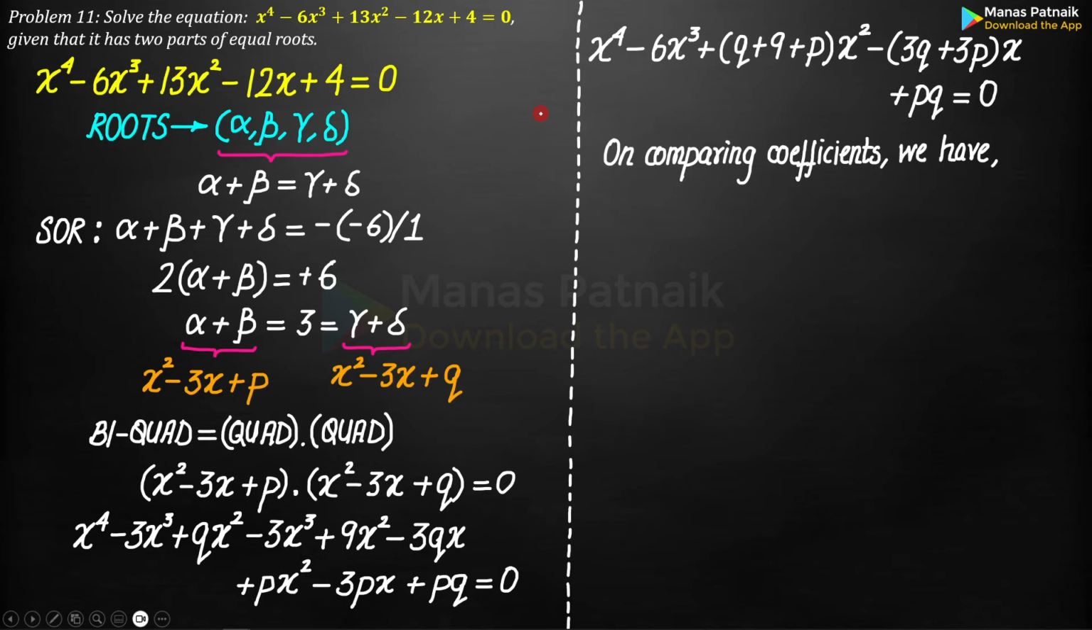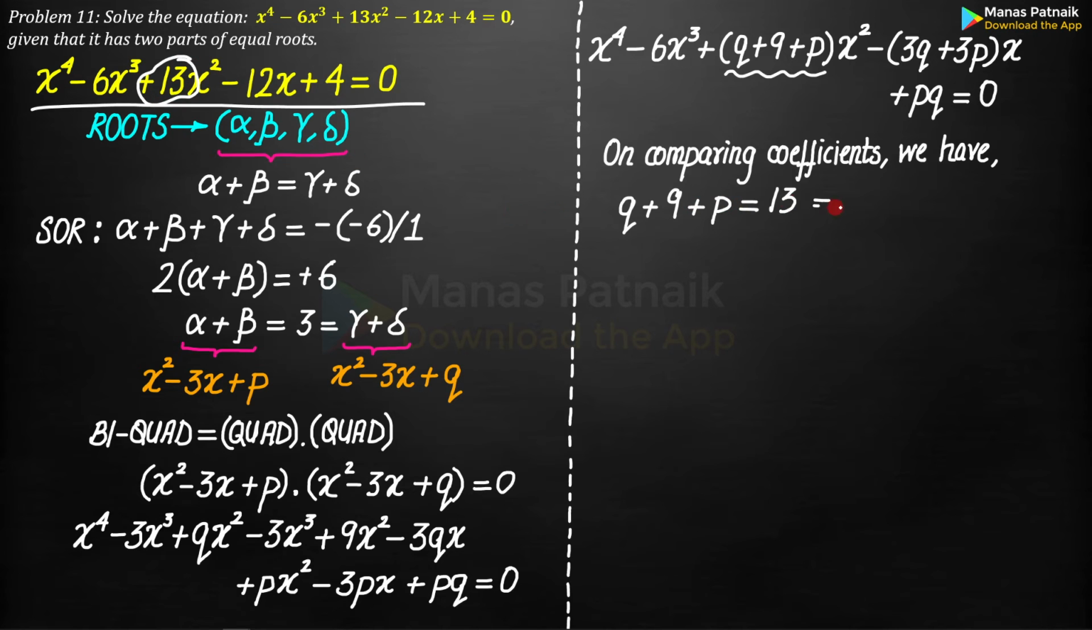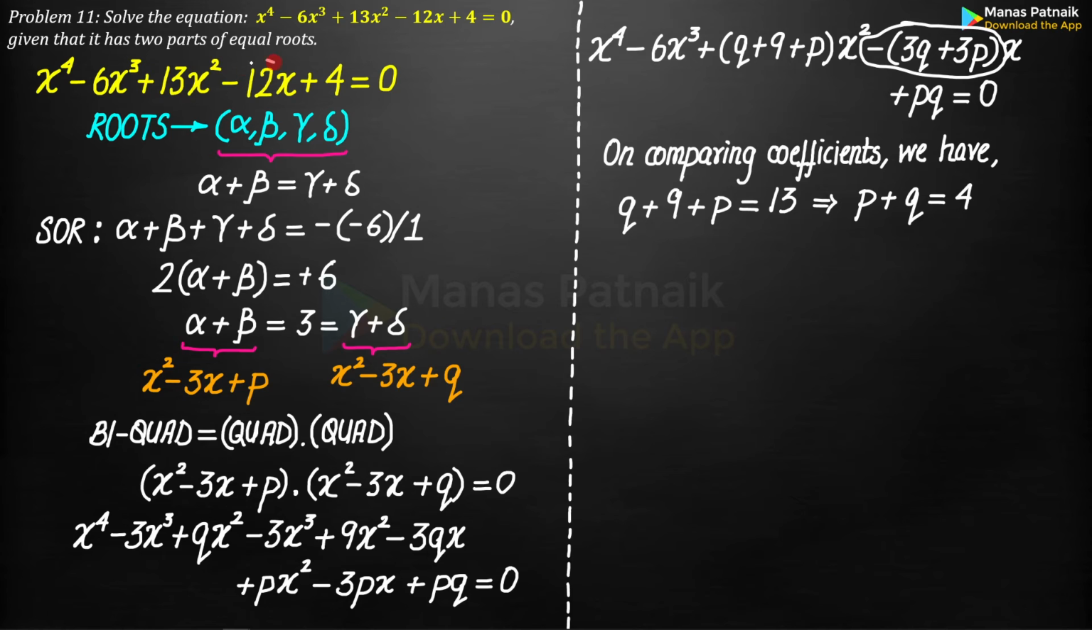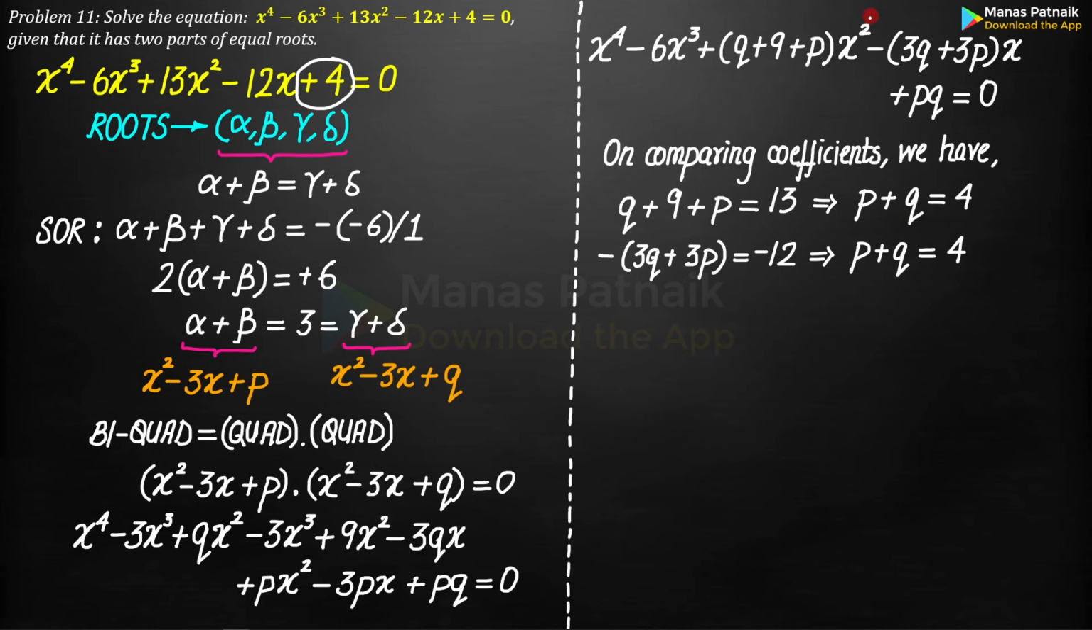Now we are going to make a comparison with the original equation. If you watch this, q plus 9 plus p is equal to positive 13. Just do it. p plus q is equal to 4. That's the first result which we have got from comparison. Secondly, the coefficient of x is negative of 3q plus 3p, and here it is negative 12. Equate. You're going to end up with the same result. Thirdly, you can equate plus 4 to pq. This is what you get, and q basically can be written as 4 over p.